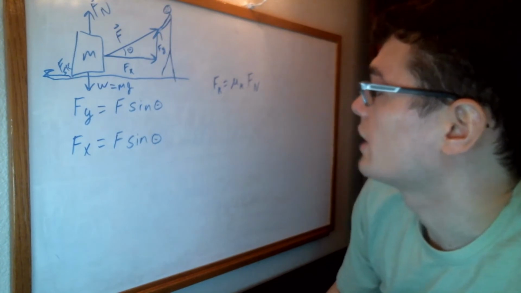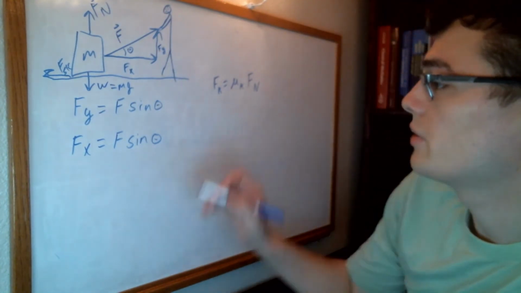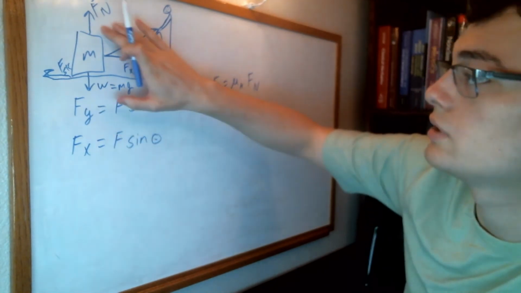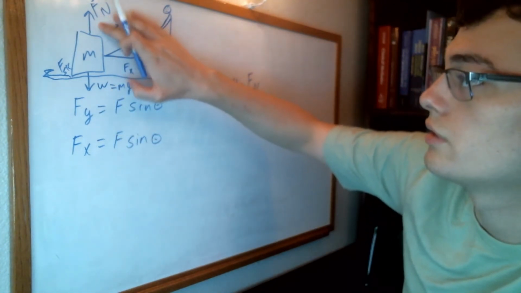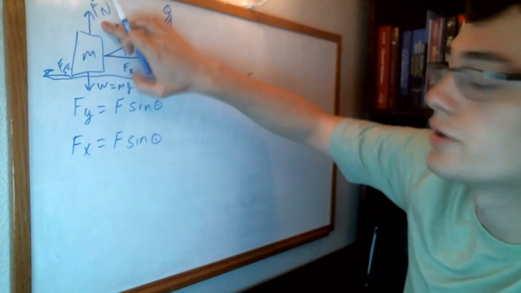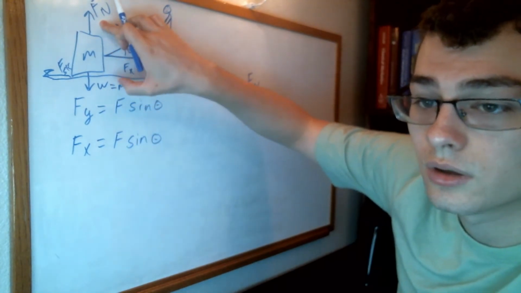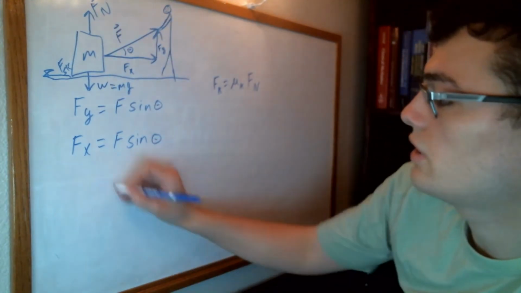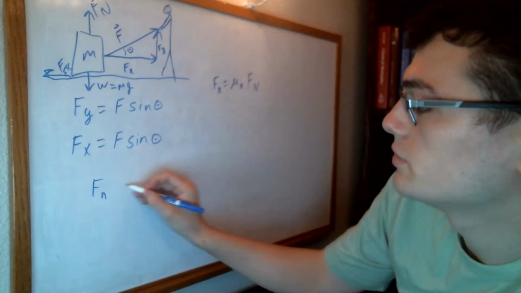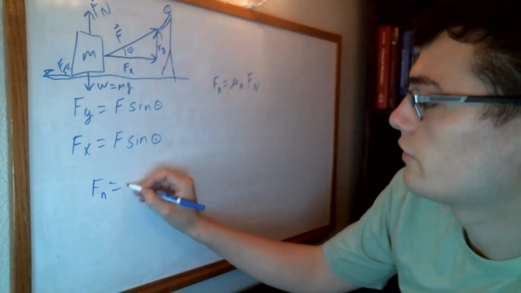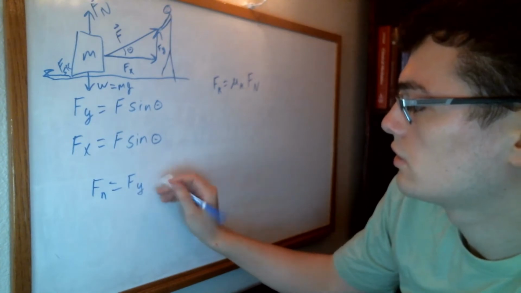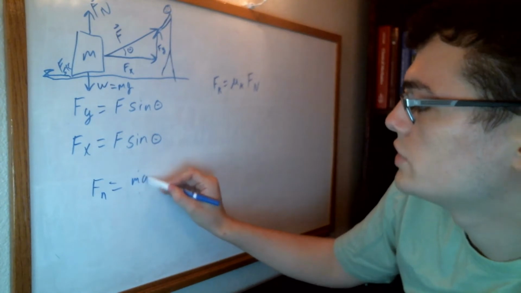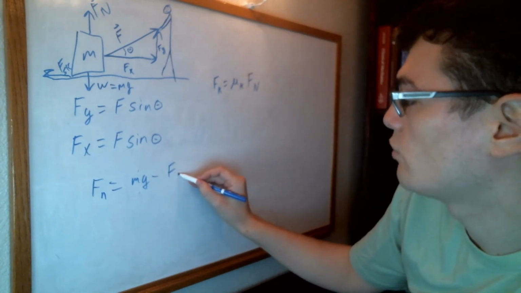One thing that you guys are going to have to know is that when you're talking about these forces here, Fy is going to cancel with some of this weight here, and so then the normal force is going to be less. So Fn in this case now is going to be equal to, let's do this, mg minus Fy.